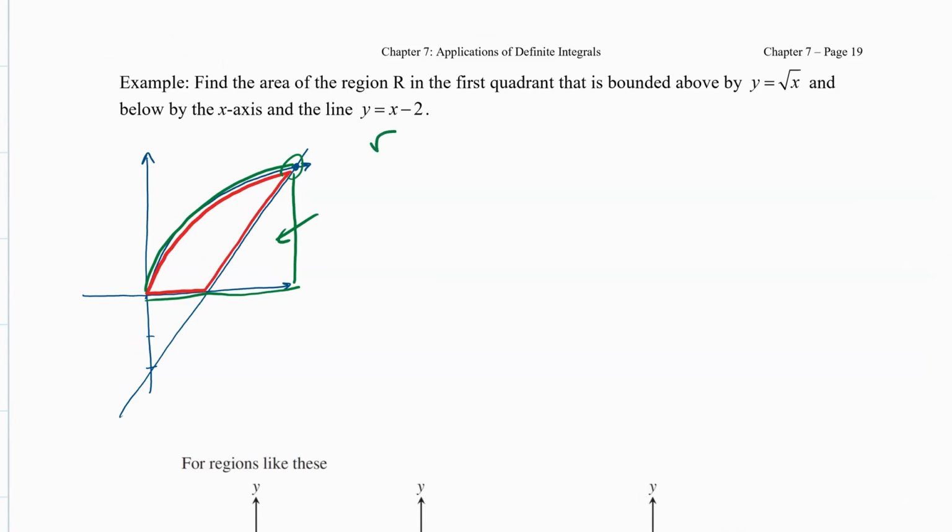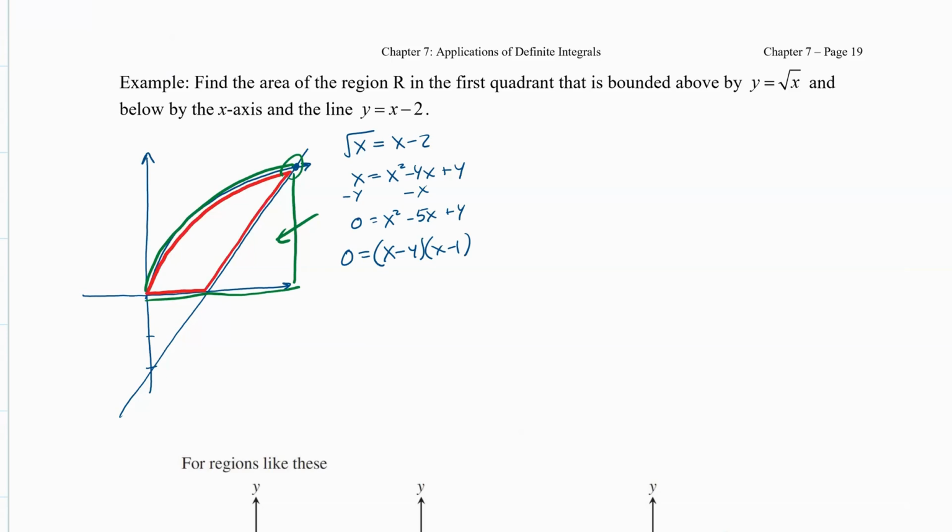Okay, intersection, let's calculate that. When does the square root of x equal x minus 2? Square both sides, I get x is equal to what? x squared minus 4x plus 4. Let's subtract x from both sides. I get 0 is equal to x squared minus 5x plus 4. And I think that factors as x minus 4 and x minus 1.